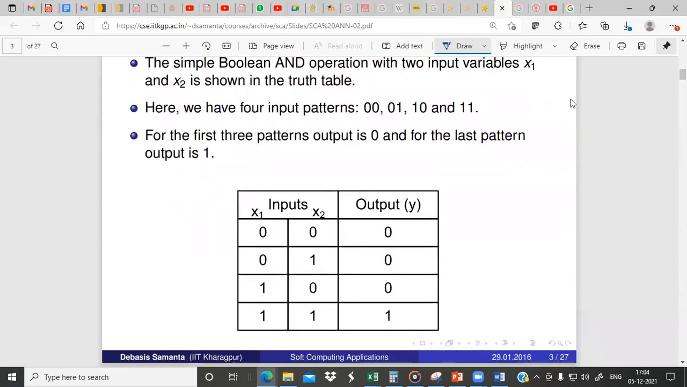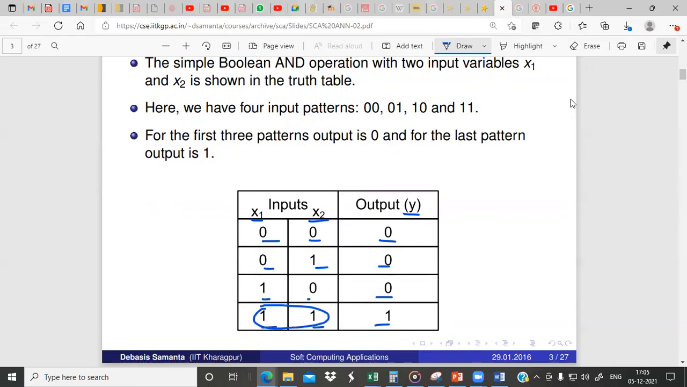This is the truth table for the logical AND operation with two inputs x1 and x2 and output y. When the input is 0, 0, the output will be 0. For 0, 1, the output will be 0. For 1, 0, the output will be 0. For 1, 1, the output will be 1. So the output will be 1 only when both the inputs are 1.